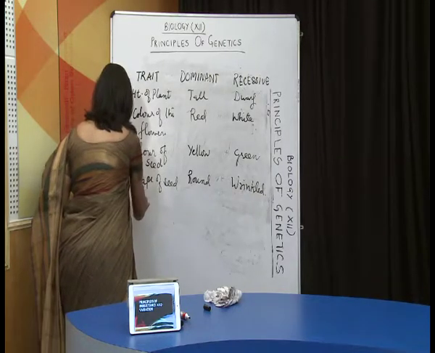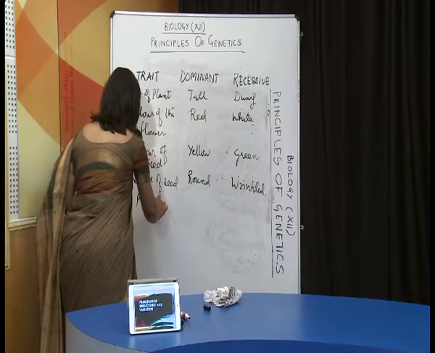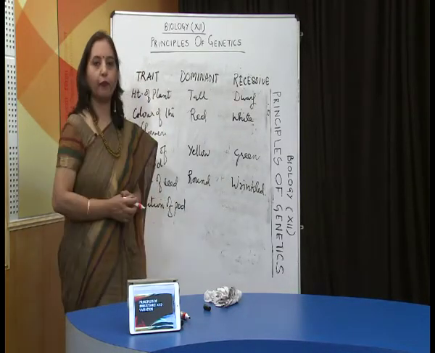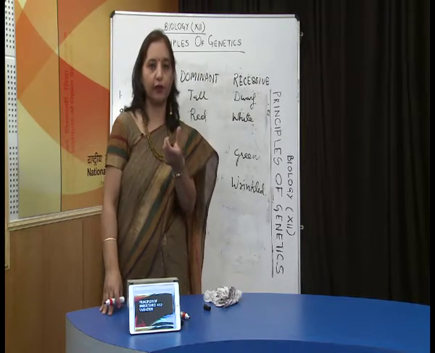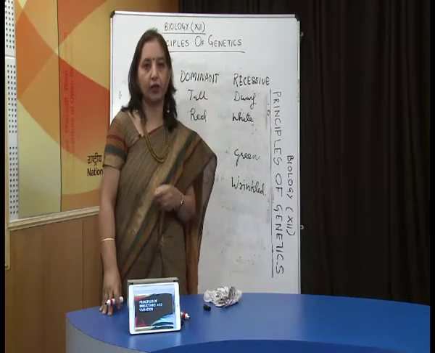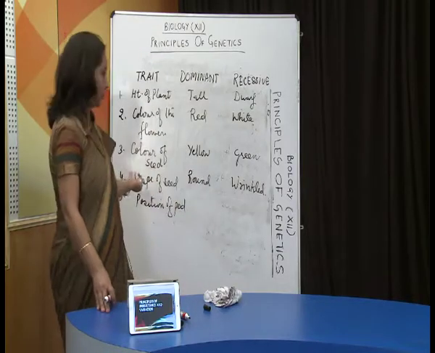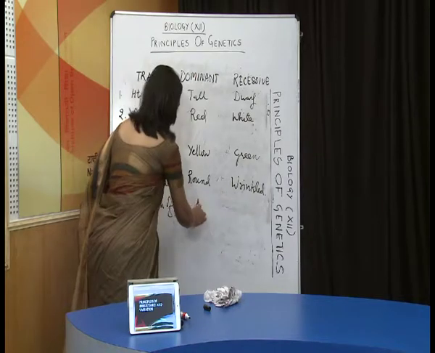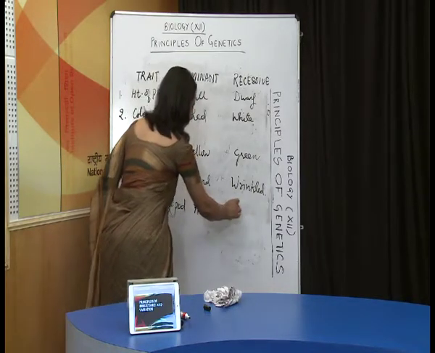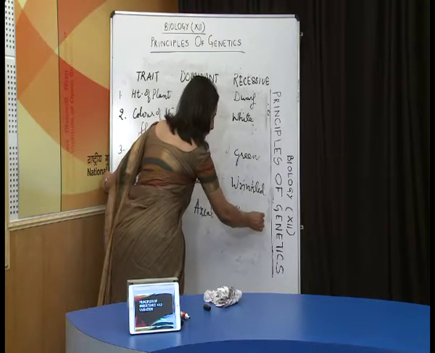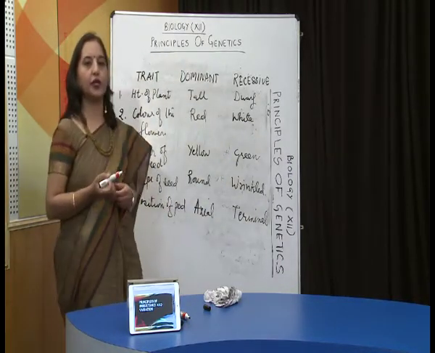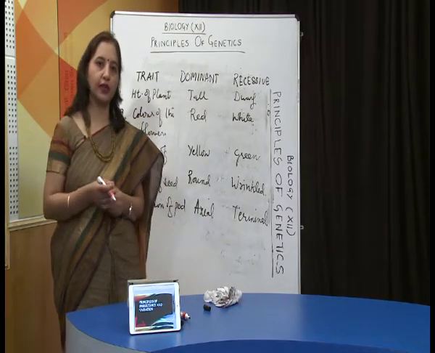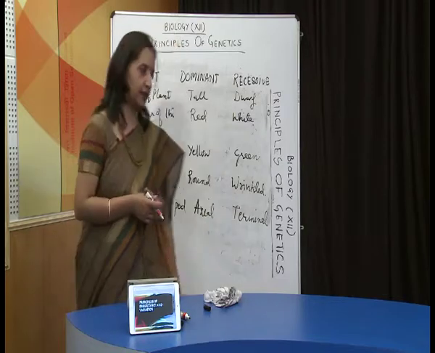The next trait was position of pod. Pod is the fruit of the pea plant wherein the seeds are found, and that's called a pod. So, position of pod was another trait that Mendel studied, and axial condition was dominating over terminal condition. Axial condition means when the pod is in the axis of the leaf, and terminal condition means when it is found at the tip of the plant.